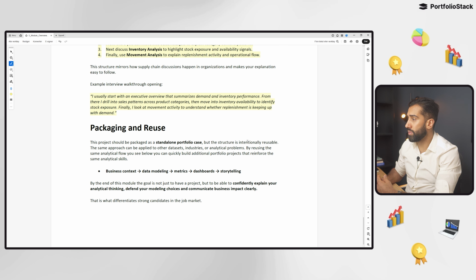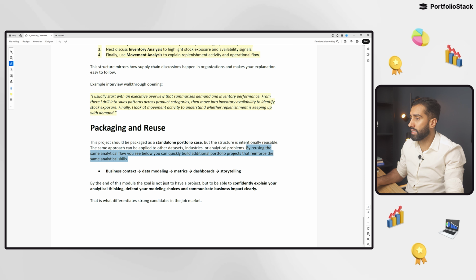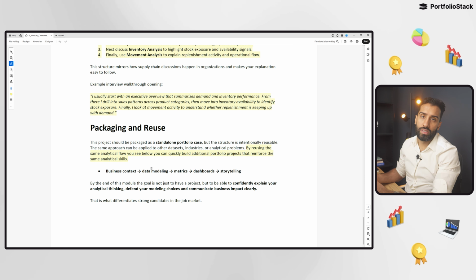Same approach can be applied to other data sets, industries, or analytical problems. Reusing the same analytical flow you see below, you can quickly build additional portfolio projects that reinforce the same analytical skills. And this is how all the projects on my YouTube channel and portfolio stack are created, because I think that's one that both showcases analytical skills and exposes you to an early start to think about the business part also.